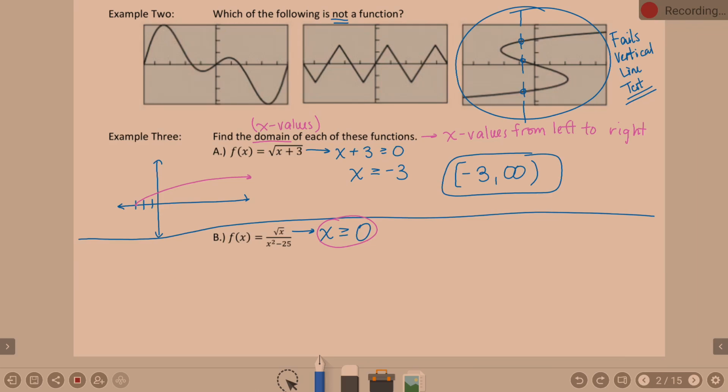Besides square roots, I said to watch for denominators. What do we have in our denominator? We have x squared minus 25. And what can a denominator never equal? 0. So a denominator can never equal 0. Well, this sounds weird, but I'm going to set my denominator equal to 0, so I can find what values x cannot equal. So if we solve x squared minus 25 equals 0, what's happening?